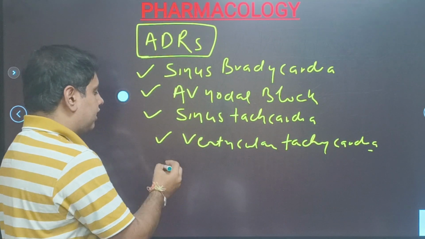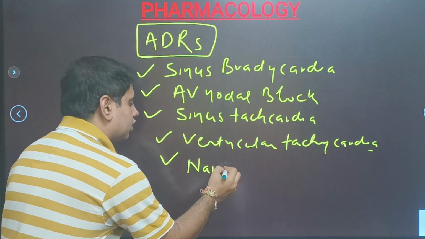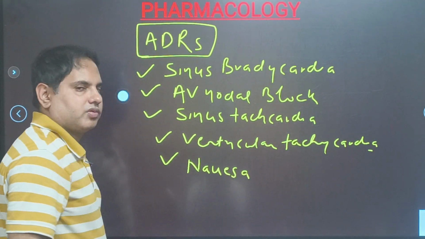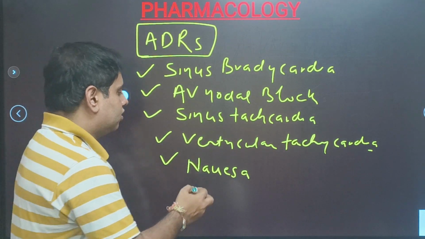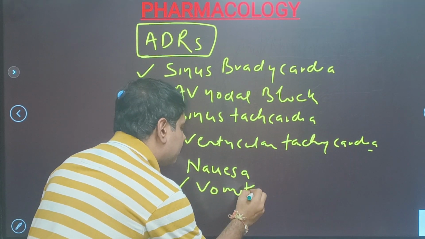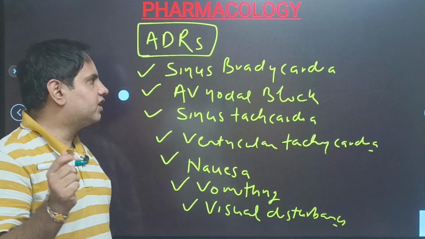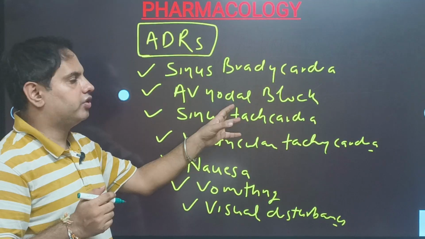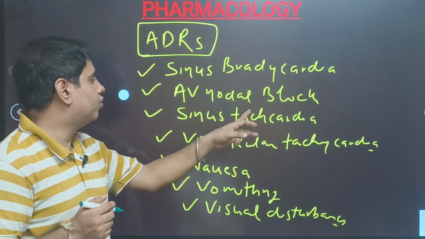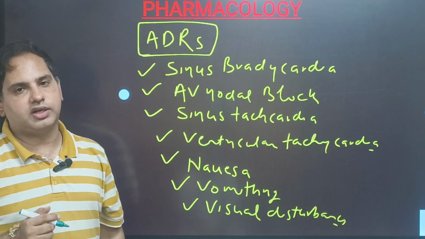Another adverse effect apart from that, nausea. Nausea means कि उल्टी करने की सेंसेशन आएगी कि बस उल्टी होने वाली है. Then vomiting, vomiting मतलब उल्टी हो ही गई. Adverse effects of डिगॉक्सिन के एडवर्स इफेक्ट क्या है? साइनस ब्रेडिकार्डिया जो इनडायरेक्ट एक्शन थे वेगस नर्व से, AV nodal block, sinus tachycardia, ventricular tachycardia, nausea, vomiting, visual disturbances.